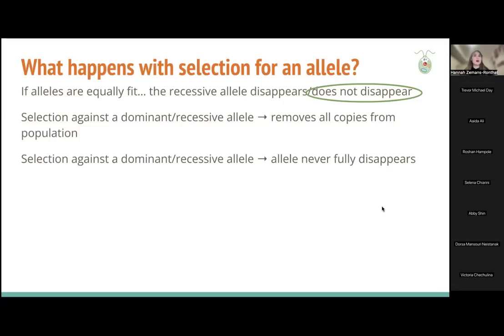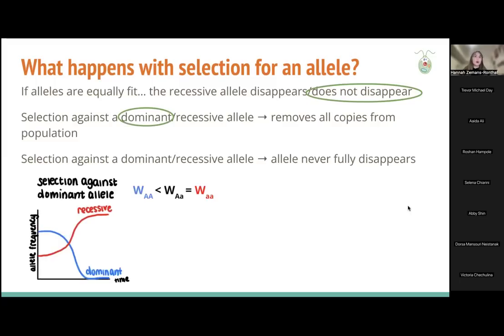But moving on, so if we had selection against a dominant or a recessive allele, which one would remove all copies from the population? I'll give you a second. Yeah, so selection against a dominant allele removes all copies from the population. So that is shown here where we have our fitnesses, right? So if the fitness of the dominant allele is less than the fitness of the, actually it should be equal here. I'm going to change it, but okay.